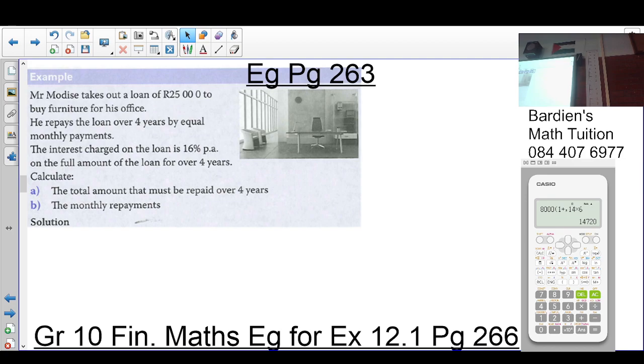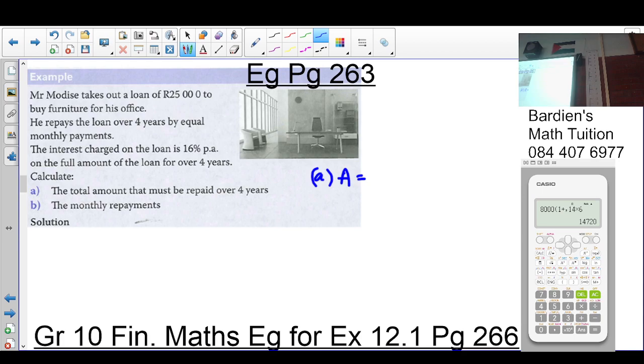He repays the loan over a period of 4 years by equal monthly payments. The interest charged on the loan is 16% per annum on the full amount of the loan over the period of 4 years. Calculate the total amount that he needs to repay over the 4 year period. So A is equal to, which type of interest is this?